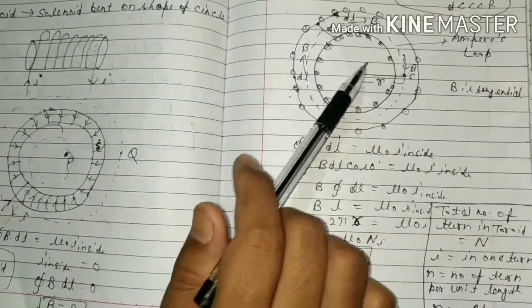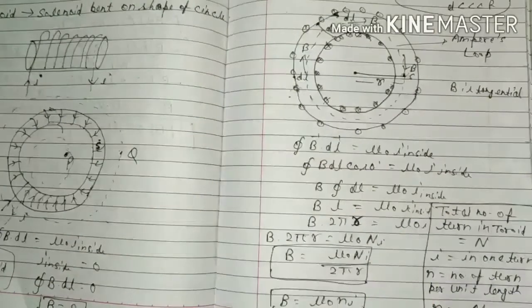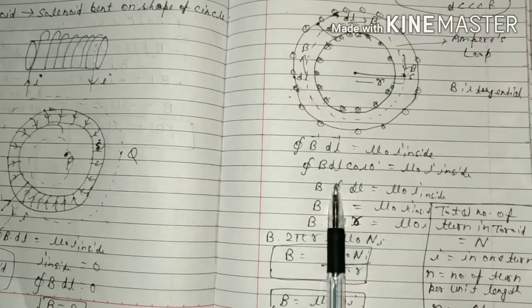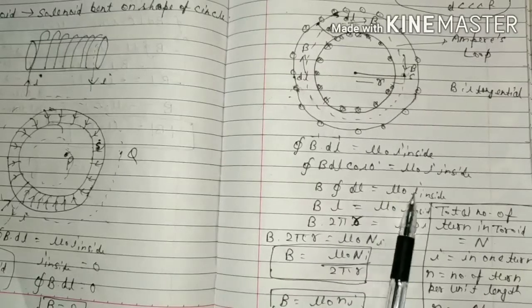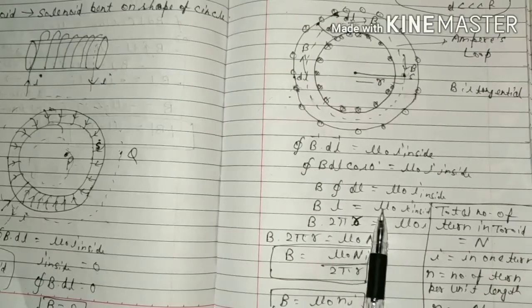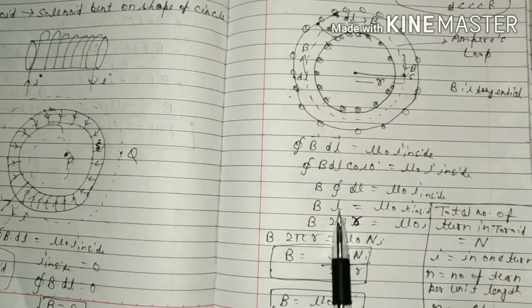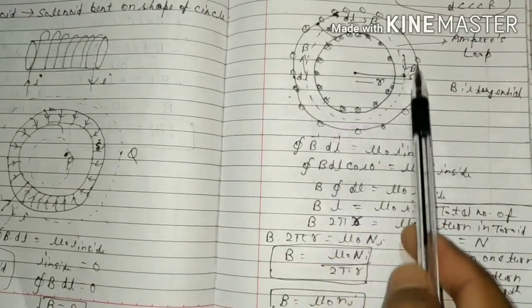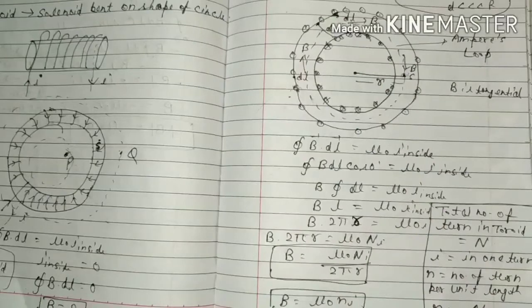So the angle between B and dl is 0 degrees. B dl cos 0 degrees is equal to mu naught I. B integration dl, cos 0 is 1, equals mu naught I. B times the integration of dl, which is L, is equal to mu naught I, and L is the length of this, and what is this? This is a circle, and the circumference of a circle is 2 pi r. So we write here B times 2 pi r is equal to mu naught I.